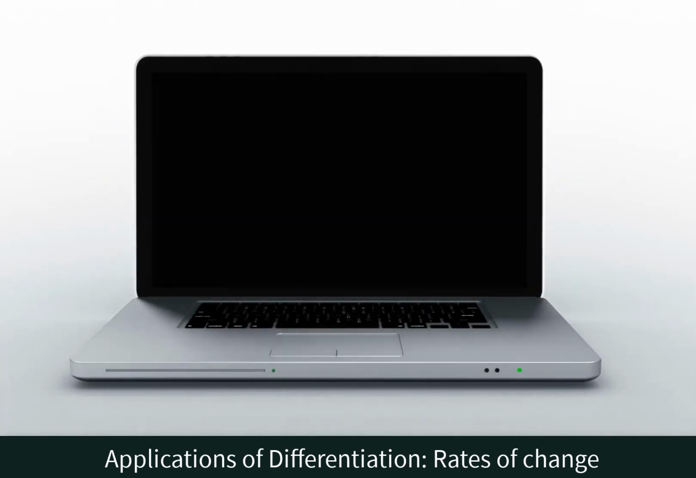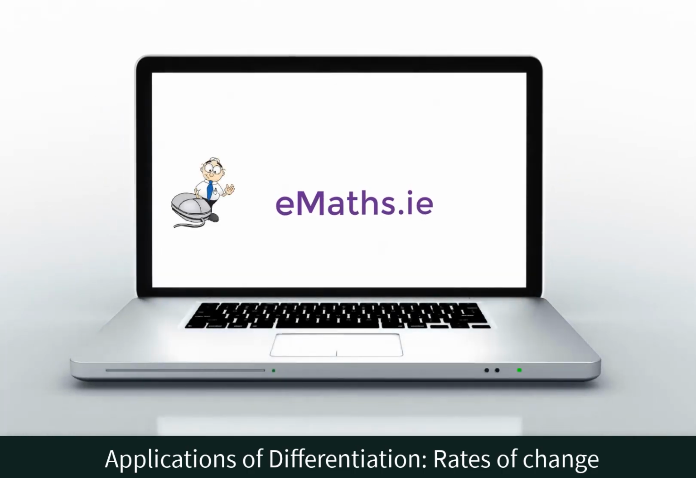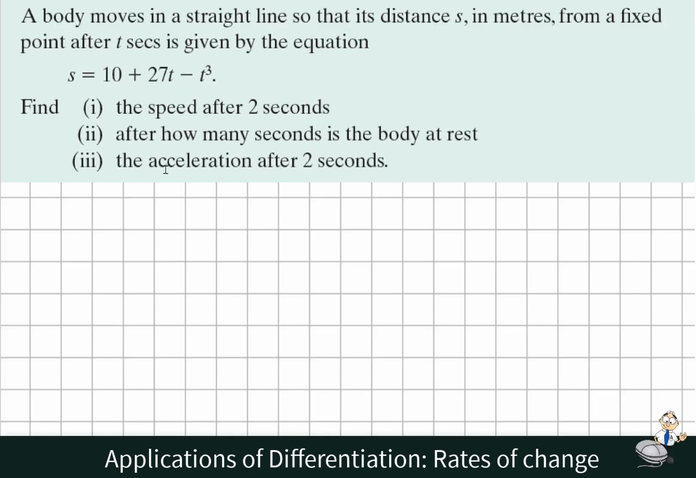Applications of differentiation. This is a rates of change question involving speed, distance, and time. A body moves in a straight line, so its distance, s in meters, from a fixed point after t seconds is given by this cubic equation. We've been asked, firstly, to find its speed after 2 seconds.